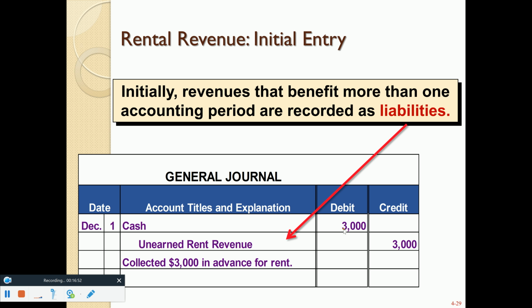Now, on the day that we received that $3,000, we did not earn 1 penny of that. So we're going to record a liability. And that liability is going to be called unearned rent revenue. Some students like to use the term customer deposit because it's a little bit easier for them to understand that way. I am totally cool with it either way, customer deposit or unearned revenue, whatever floats your boat, as they say, whatever makes sense to you, as long as you know this is a liability. And it is. As of December 1, this is a liability.